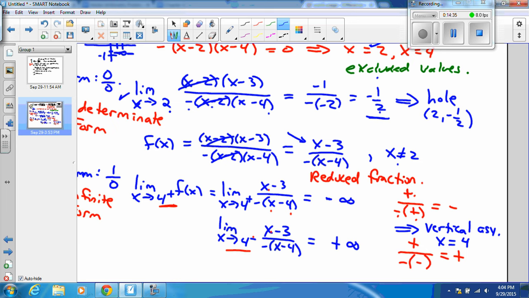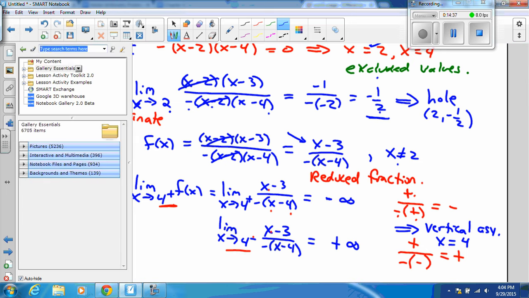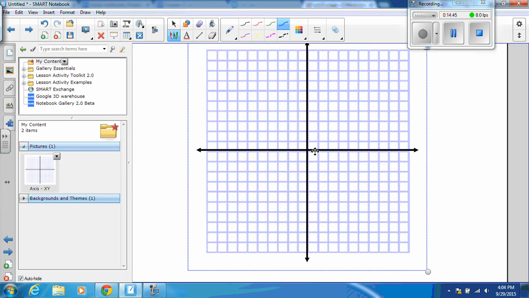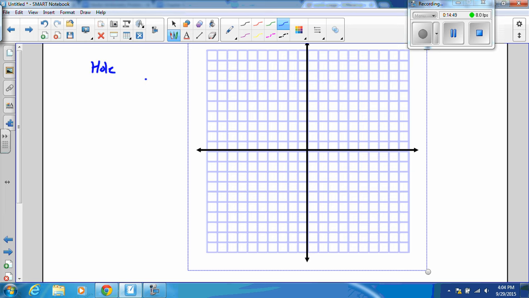Well, at this point, we have a large amount of information. So let's take that large amount of information and let's dump it to a graph. To summarize what we found so far, we have a hole at the point 2, negative 1/2. So that's going to give us a hole right here. We also found that we have a vertical asymptote of x equals 4.